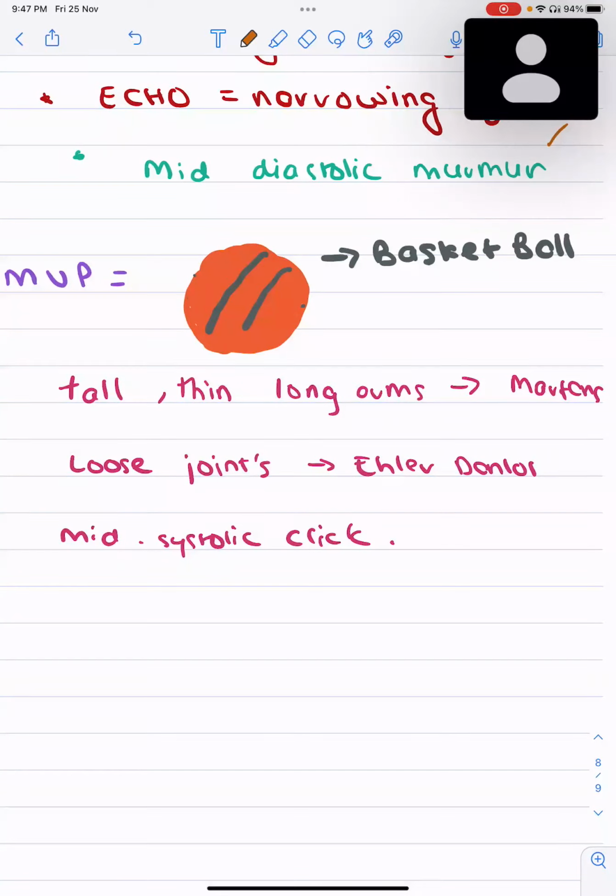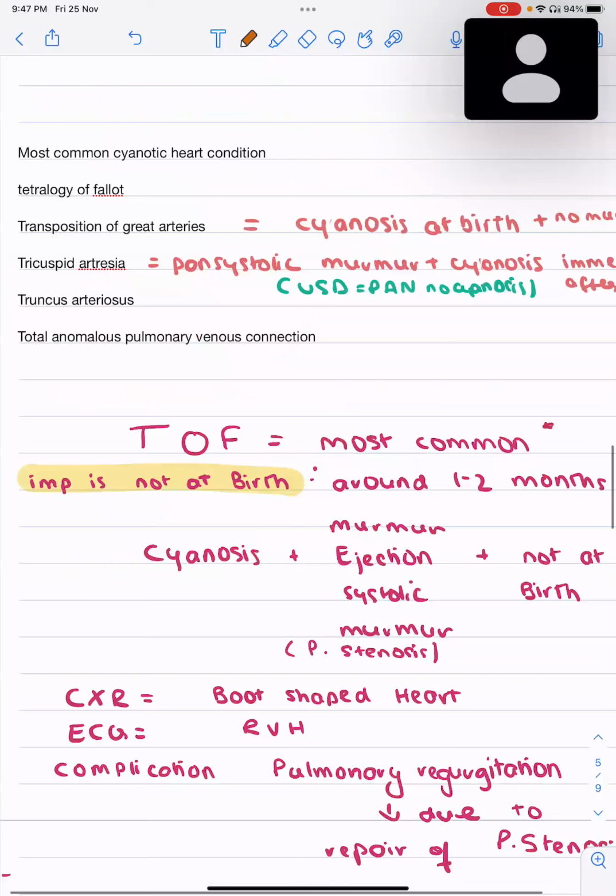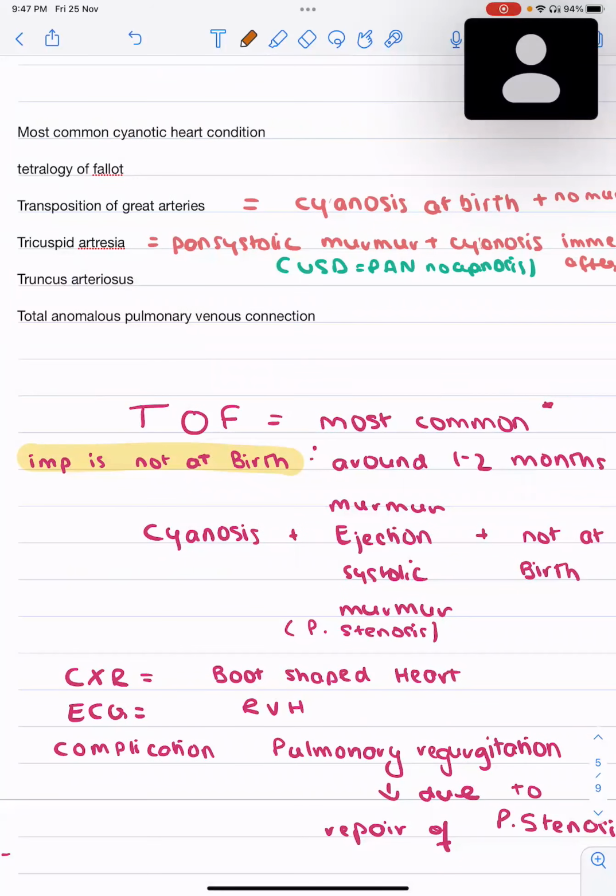All right, guys. So coming to the end of the important lecture is the children. Now there are conditions called the most common cyanotic and acyanotic heart conditions, which are differentiated based on cyanosis. In order, there's tetralogy of Fallot, transposition of great arteries, tricuspid atresia, truncus arteriosus, total anomalous pulmonary venous return. So there are different types of cyanotic heart conditions, but how to remember each and everything?